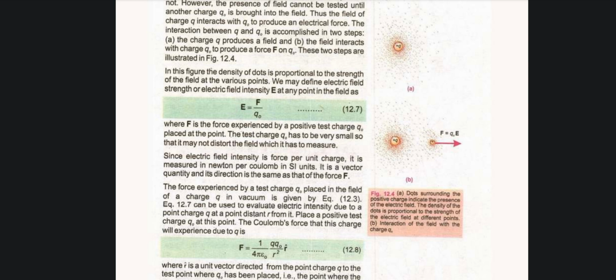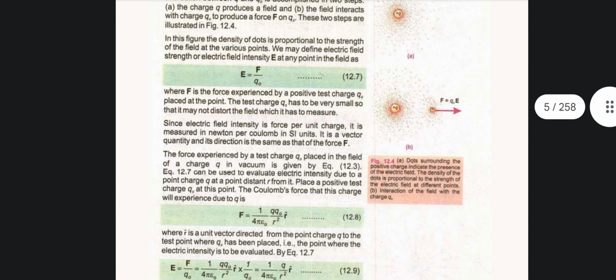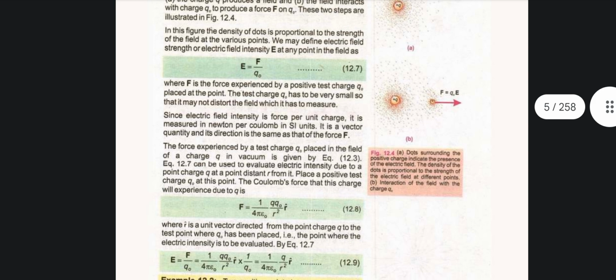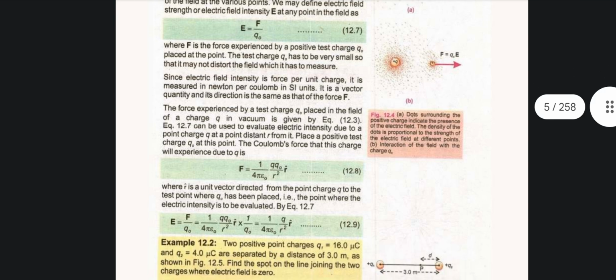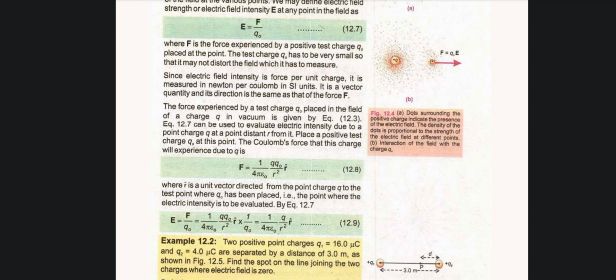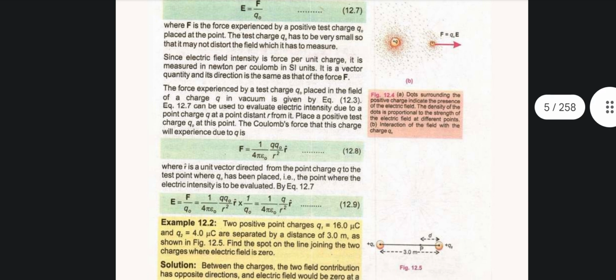In this figure, the density of the dots is proportional to the strength of the field at various points, and we may define the electric field strength or electric field intensity at any point as E equals F upon q0, where F is the force experienced by a positive charge q0 placed at the point. The test charge q0 has to be very small so that it may not distort the field, which it has to measure. Since electric field intensity is force per unit charge, which is measured in newton per coulomb in SI units, it is a vector quantity and its direction is the same as that of the force.